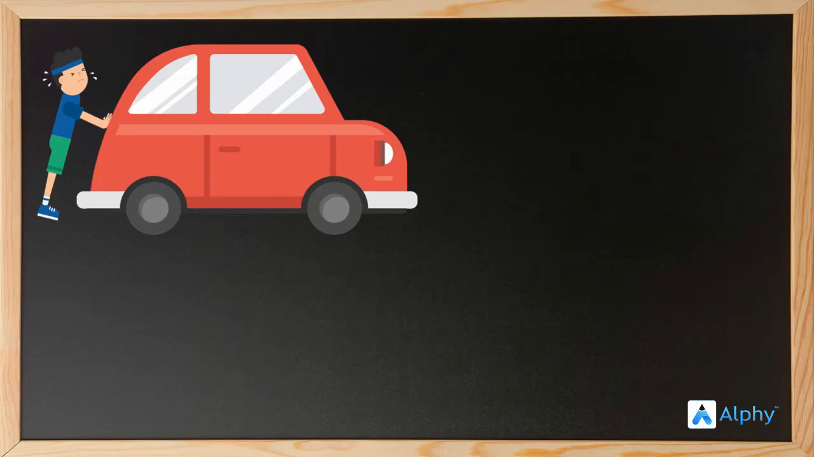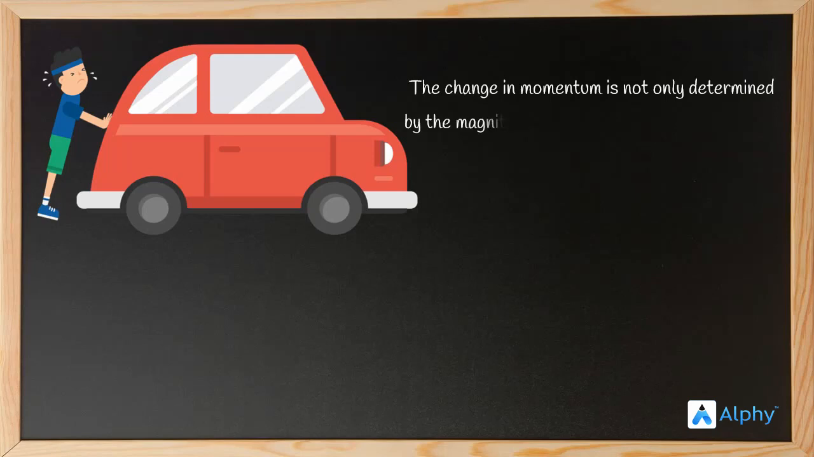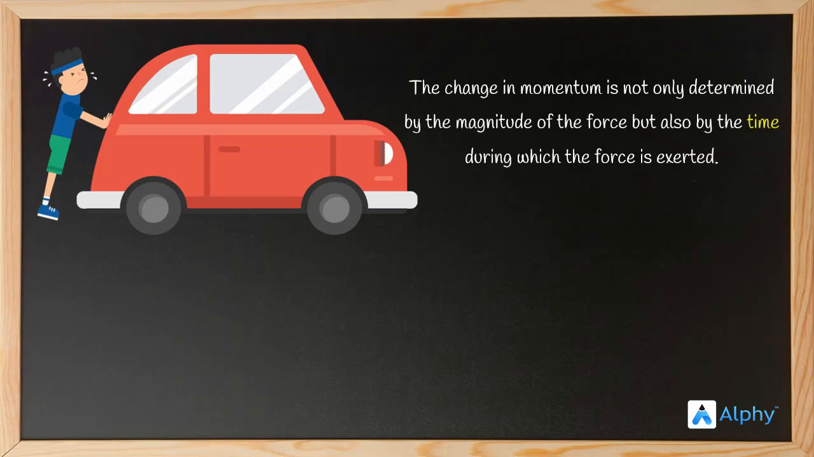What conclusion do you think we can get from this? The change of momentum is not only determined by the magnitude of the force, but also by the time during which the force is exerted. This means that although the car may not move when you apply force just once, it will move when you apply the force for a few minutes. So the aspect of time also plays a big role in momentum.